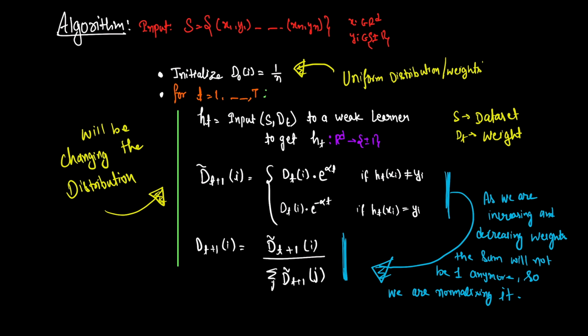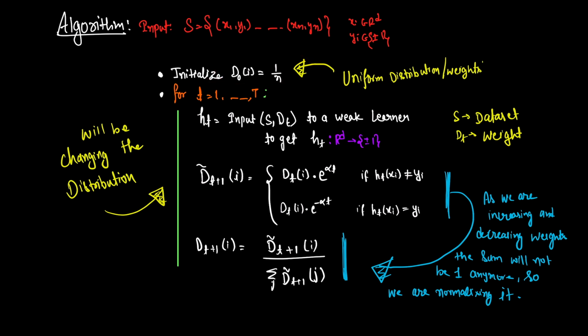Okay, so let's say our probability is 0.2, so we will do basically 0.2 upon 0.2 plus 0.8. Let's say the 0.8 is the previous weight. So we are basically normalizing it, so that our sum is always equal to 1. So this is basically the algorithm.